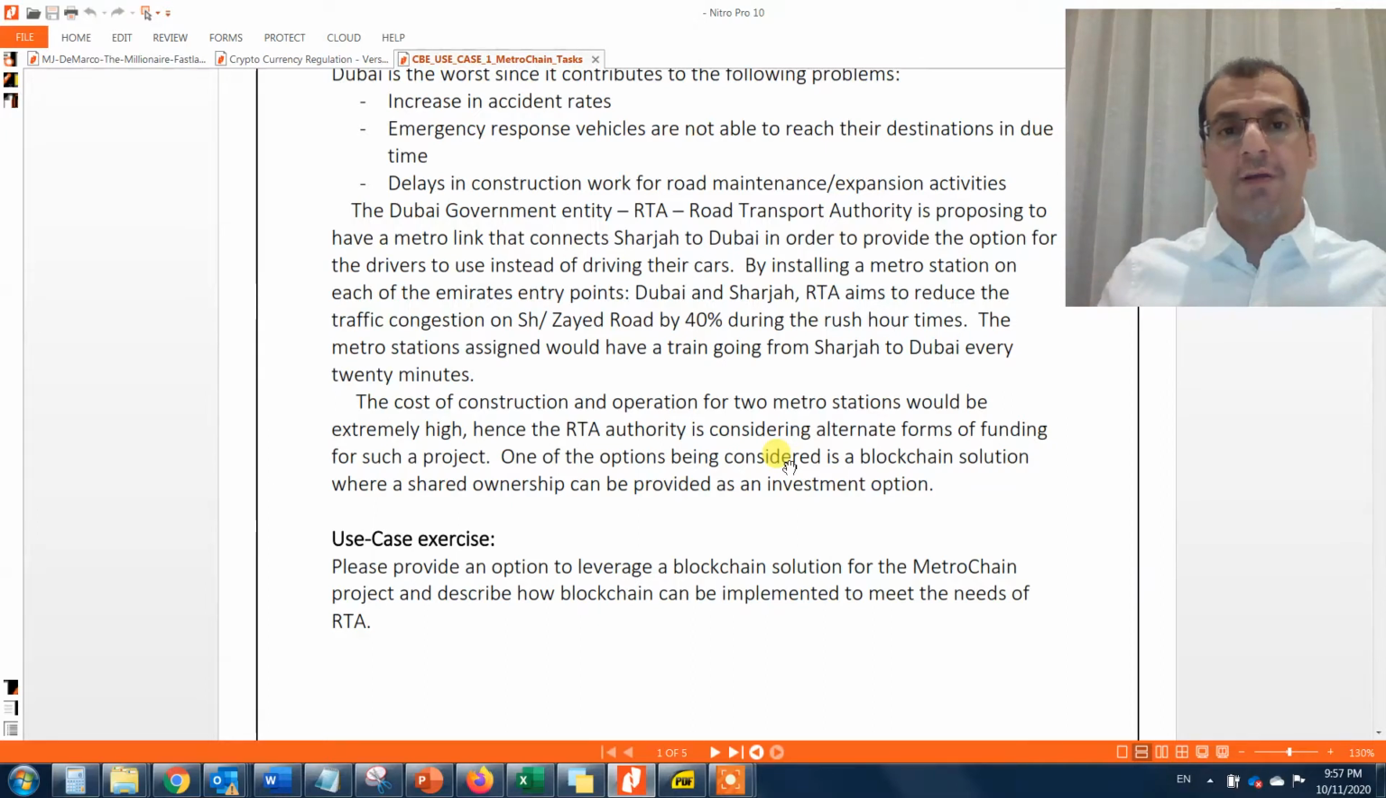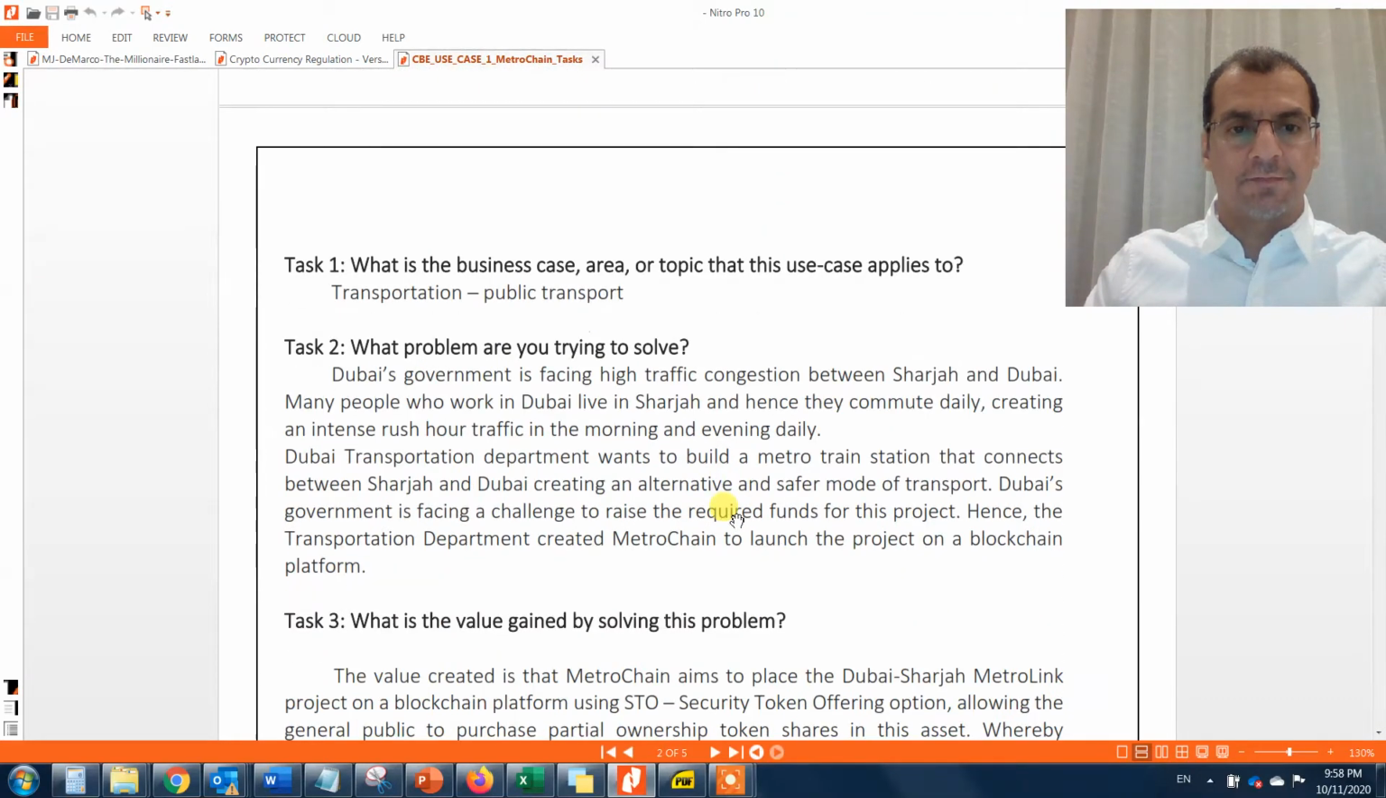And then when it goes live, each owner of that equity share would receive a profit percentage assigned to his bank account based on his token share ownership. So if you, for example, owned a 10% token share ownership in the Dubai Metro, in let's say the Dubai Metro Sharjah station, then any profit coming in from that station, you'd receive 10% every year into your bank account as part of your token share ownership. Does that make sense?